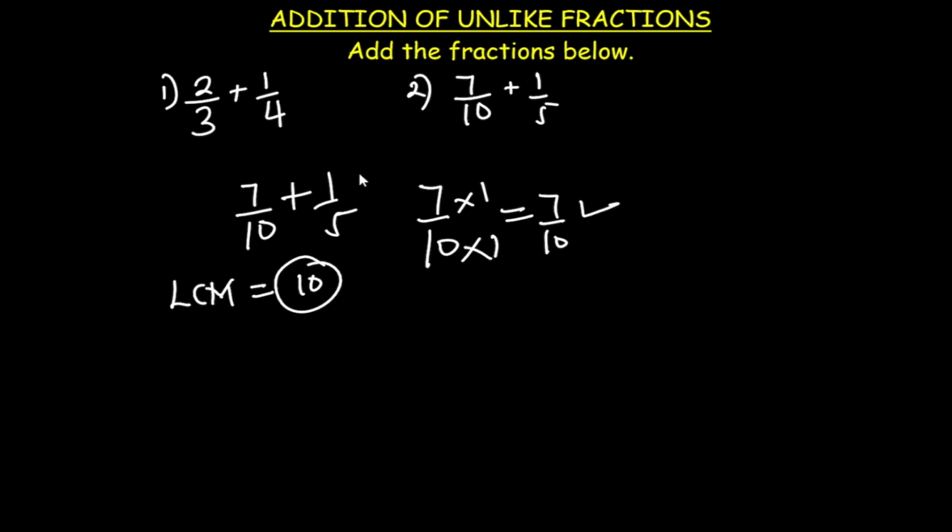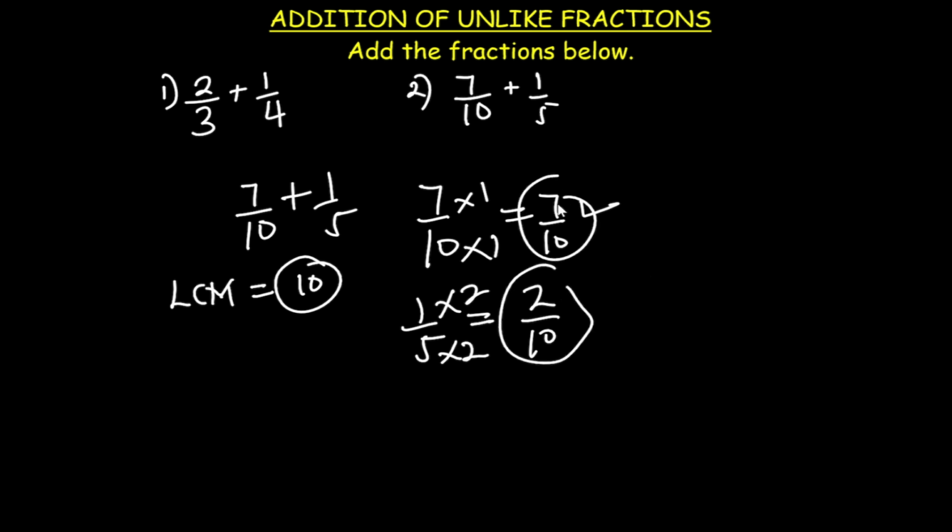Now I'll put this one there and take the second fraction, 1 over 5, and I'll equate it to the 10 again. I'll ask myself, 5 times what number will give me 10? 5 times 2 will give me 10. Now the 2, I will put at both the numerator and the denominator. 1 times 2 gives me 2. So now we have 7 over 10 plus 2 over 10.